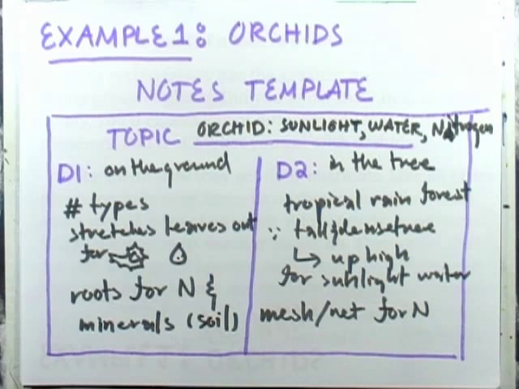The lecture discussed how orchids obtain sunlight, water, and nitrogen. It discussed two types of orchids: orchids that grow on the ground and orchids that grow in the tree. First, the kind of orchids that grow on the ground normally stretches its leaves to get sunlight. It goes upward as opposed to the gravitational pull to receive water. It has its root in the soil to take in nitrogen and other essential minerals.